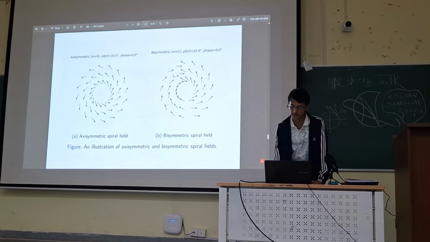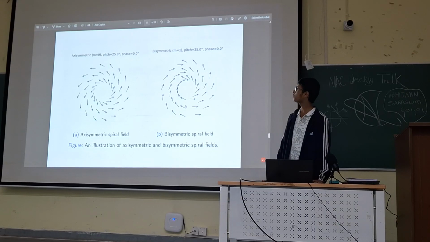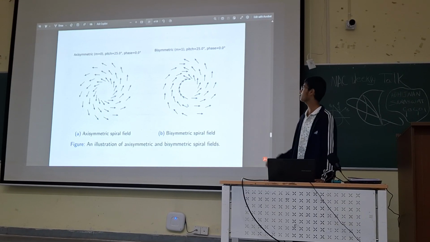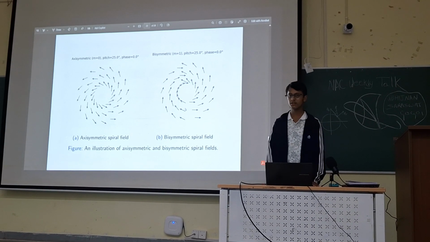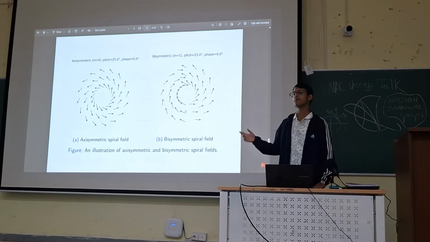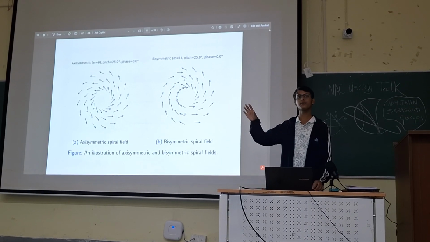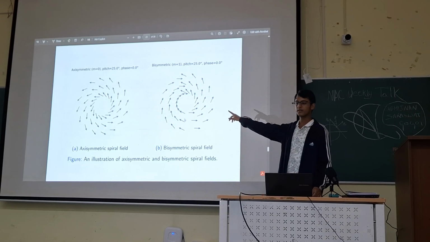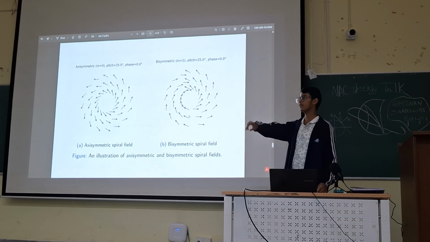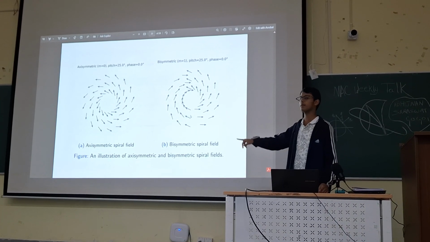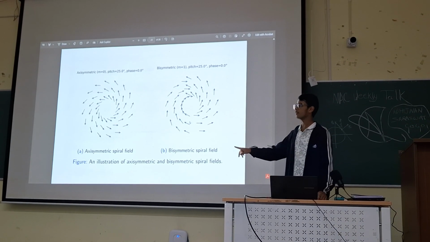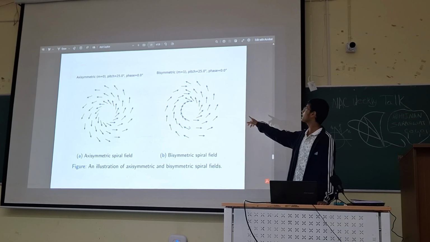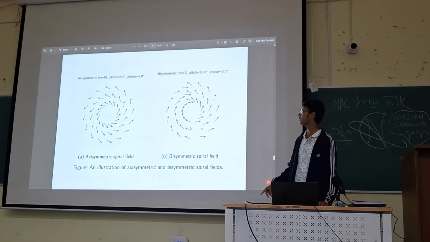And then we have this bisymmetric. This is for mode equal to 1. Okay. So in mode 1, here also the pitch angle is constant, but the strength of the magnetic field is changing as a function of angle. It's changing as a trigonometric function. Okay. So the strength of the field is multiplied by a cosine function.